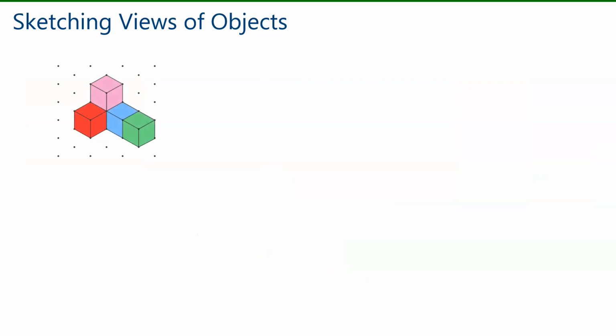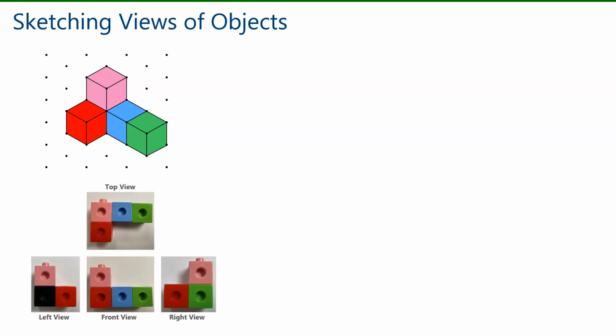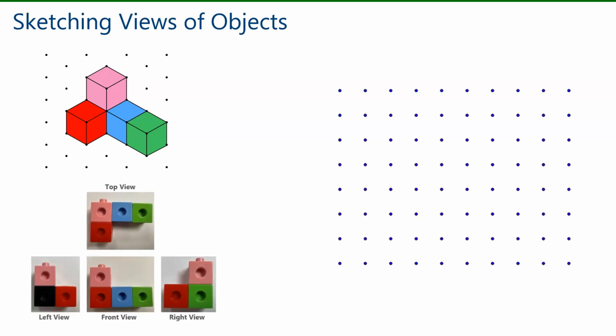In this section, we will be sketching the four views of this object on dot paper. So here are the four views, and here is the dot paper that we will be using. Let's start off with the front view. If we sketch the front view, it would look something like this. It's 3 blocks wide and 2 blocks high.